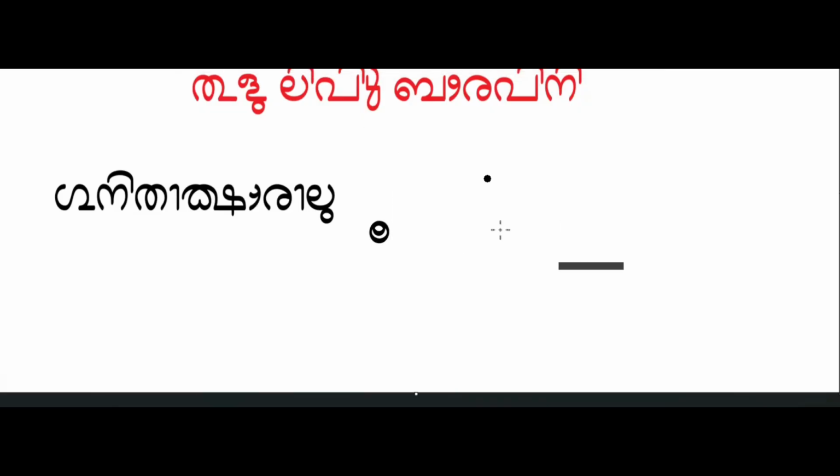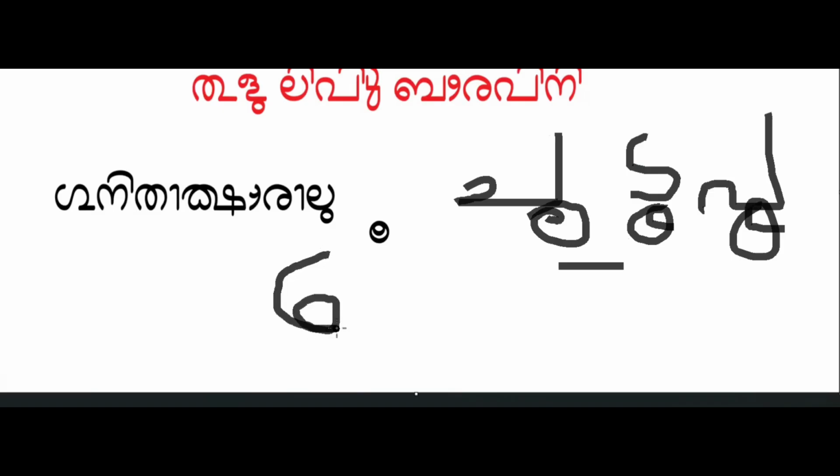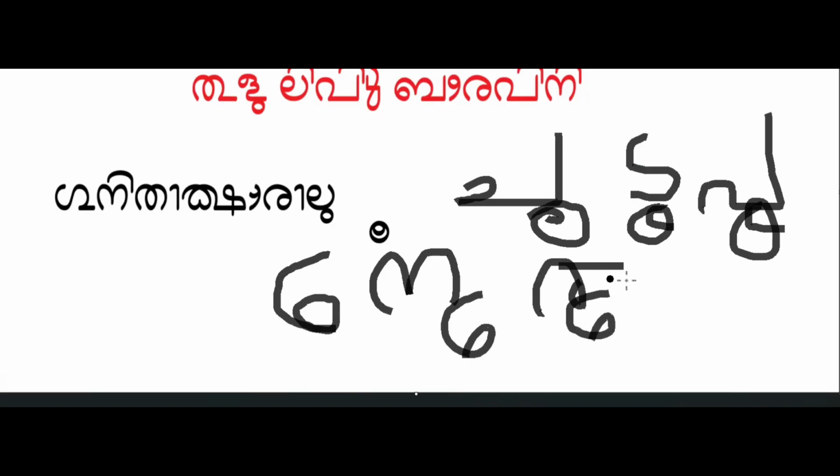double circle. Example, chu, tu, pu. You can write like this, or there is another way, like this. So, nu, ru, gu, like this.